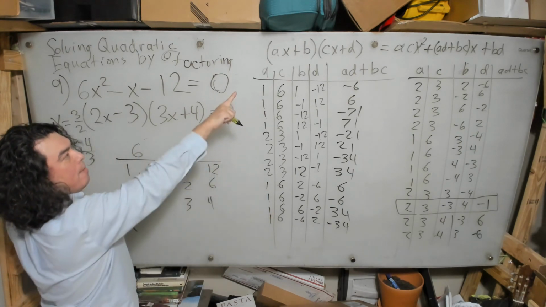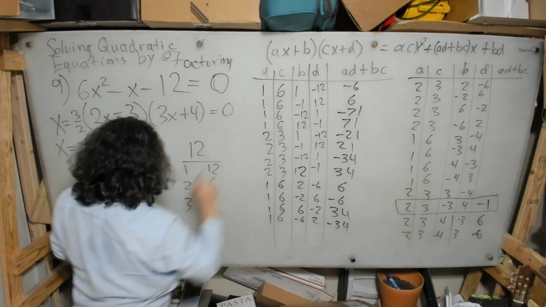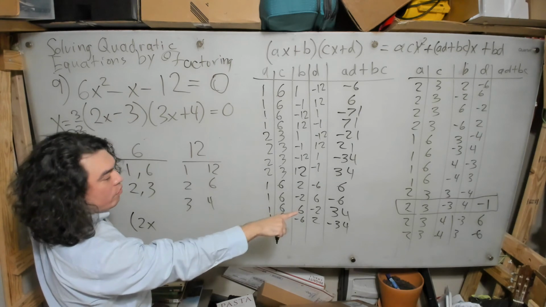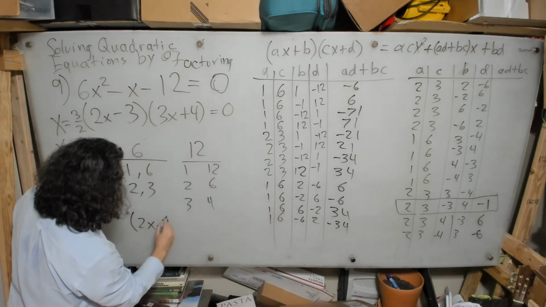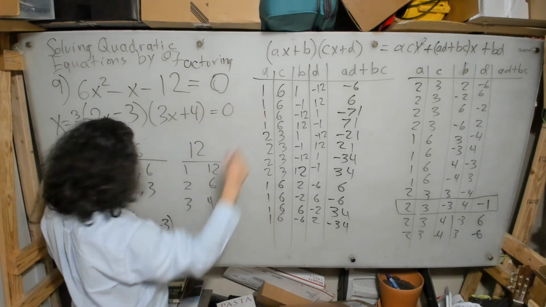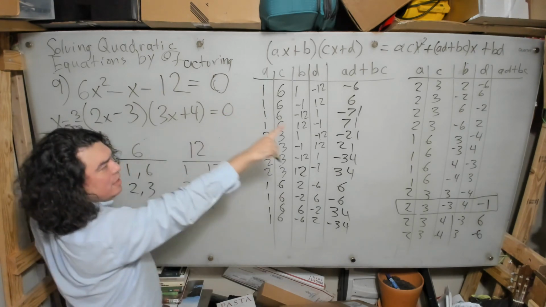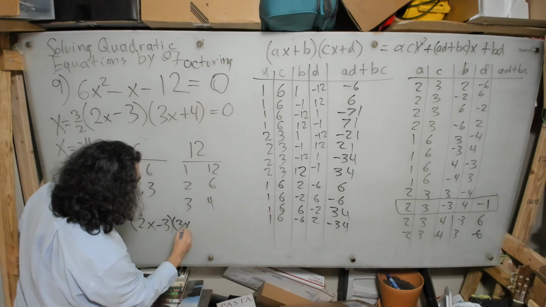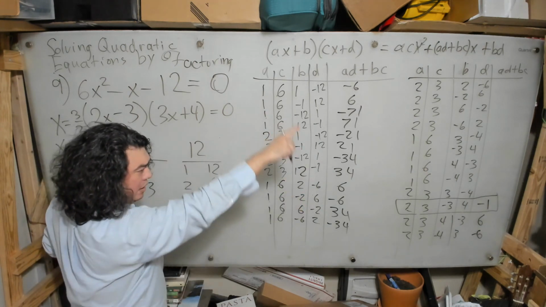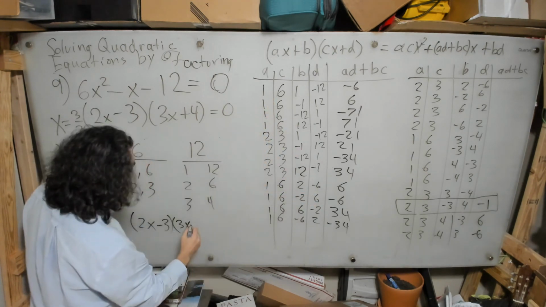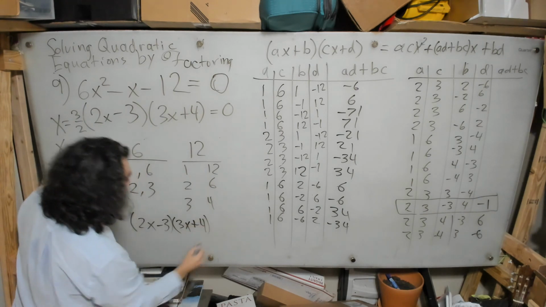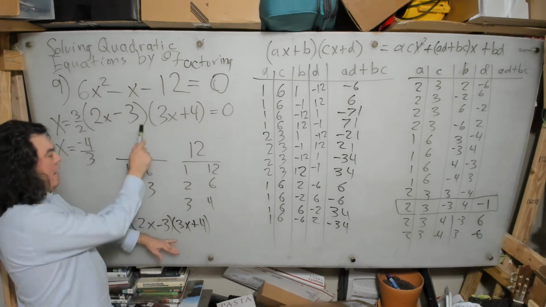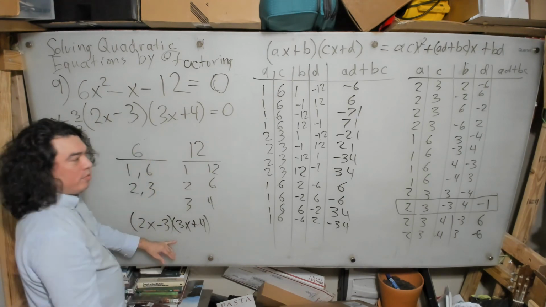What's my a? My a will be 2, so it'll be 2x. What's my b? My b is negative 3 over there, so it's minus 3. Why? Because it's ax plus b. What's my c? I look at my column, it's 3. So you can see that it's cx, so it's 3x. What's my d? It's 4, you see? So it's plus 4. And from this table, we can see that those numbers will give us the factorization. And you can see that that's exactly what we got before.